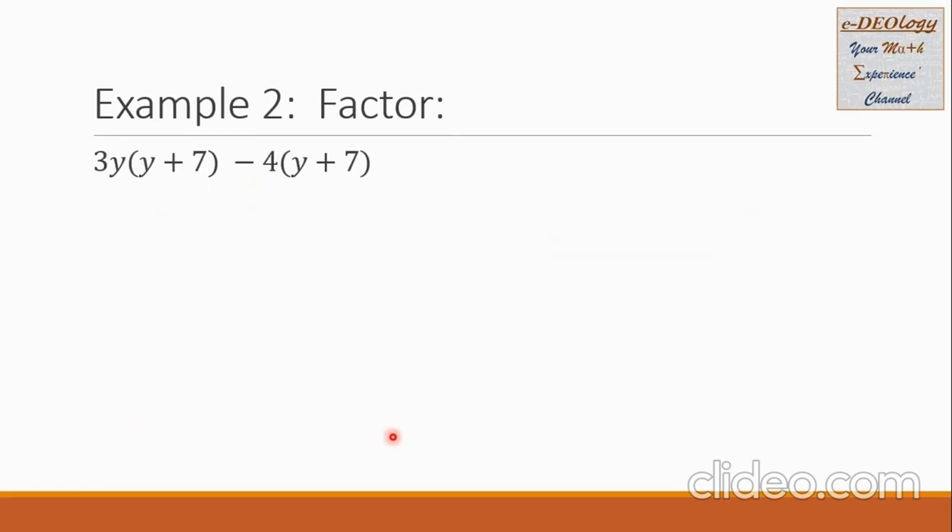Let's have the second example. In here, there are two big groups. It is a difference of binomial. Look at this first group here. It is a product of 3y times the quantity y plus 7, and then minus. The second group is 4 times the quantity y plus 7.